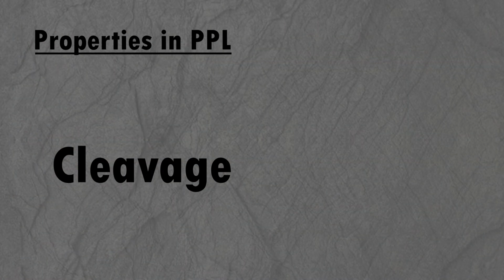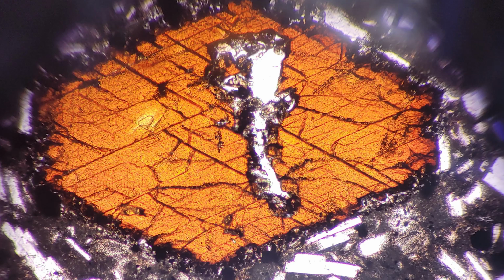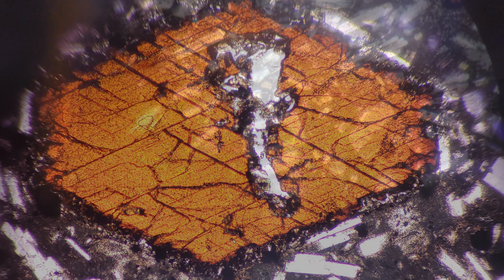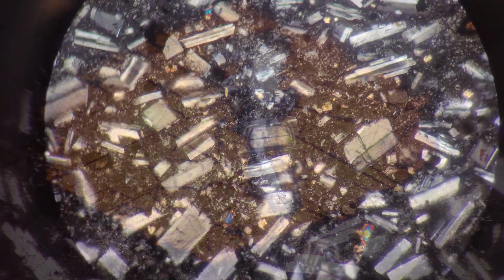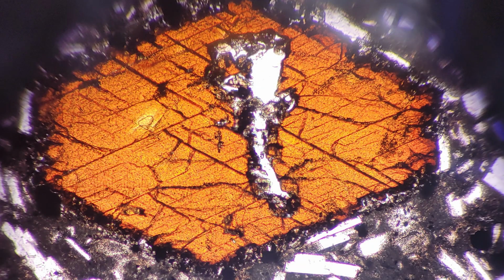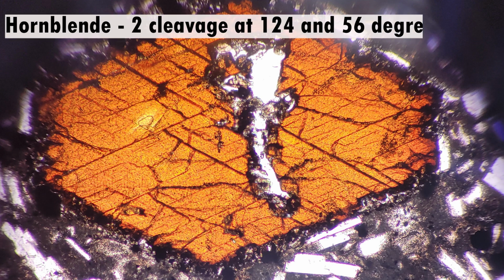Some minerals also have cleavage. Minerals can have a single cleavage, such as this biotite, or multiple cleavages, like this hornblende. To make sure you find all the cleavages, examine multiple crystals or grains to find a cross-section that shows all the cleavages. If a mineral has multiple cleavages, make sure to note the number of cleavages and the angles between them. For example, that hornblende has 2 cleavages at 56 degrees and 124 degrees.